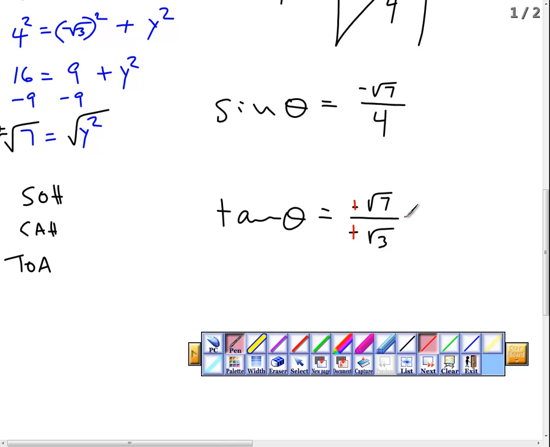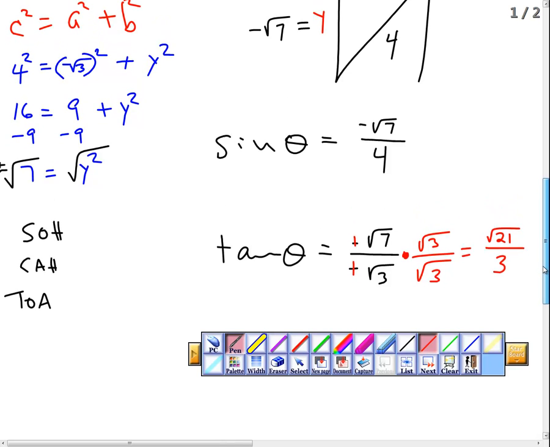Top and bottom square root of 3. Right, multiply square root of 3 over square root of 3. We're going to rationalize the denominator. And what do we get here for the numerator? Well, careful now because we're multiplying. So square root of 21 over the square root of 9, which becomes 3. Okay? Questions with that? All right, good.